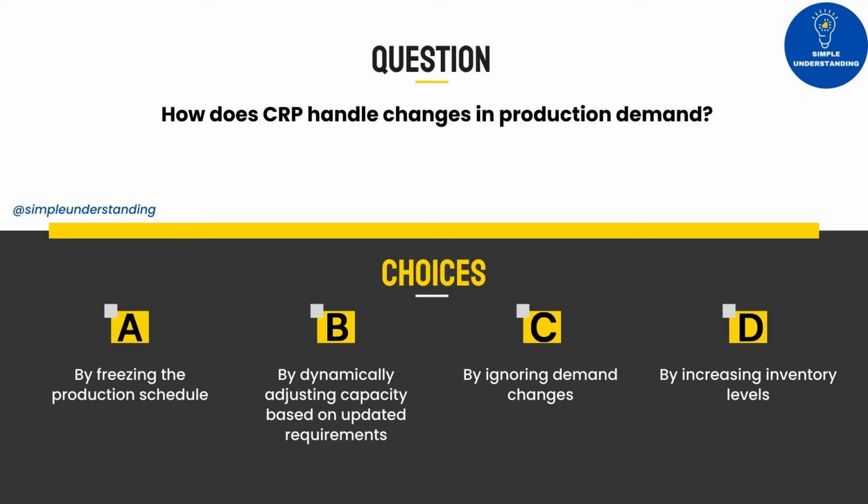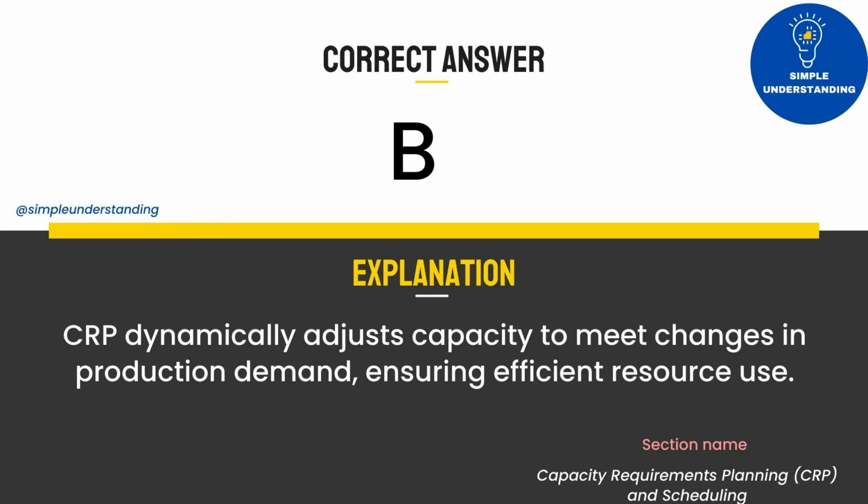9. How does CRP handle changes in production demand? A. By freezing the production schedule. B. By dynamically adjusting capacity based on updated requirements. C. By ignoring demand changes. D. By increasing inventory levels. Correct answer, B. Overall explanation: CRP dynamically adjusts capacity to meet changes in production demand, ensuring efficient resource use.